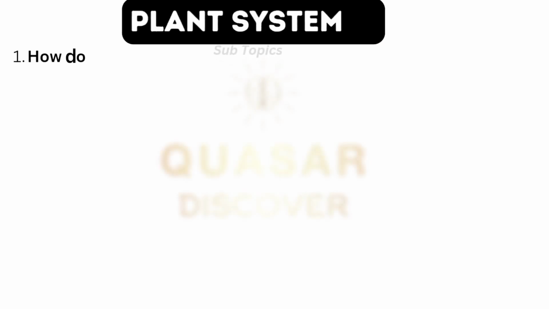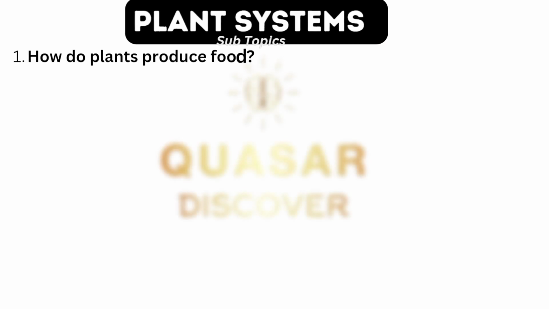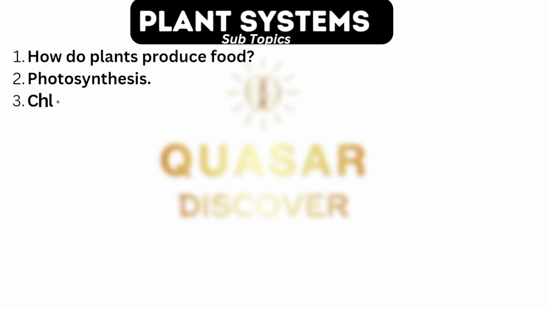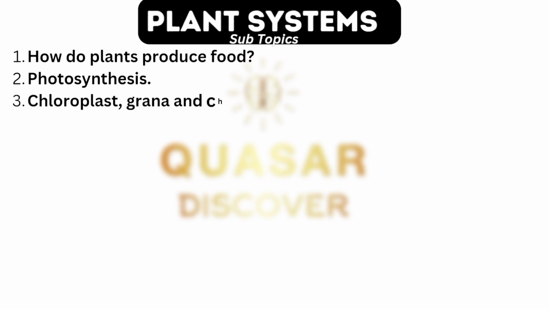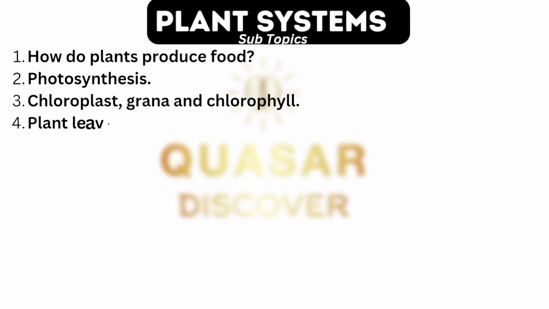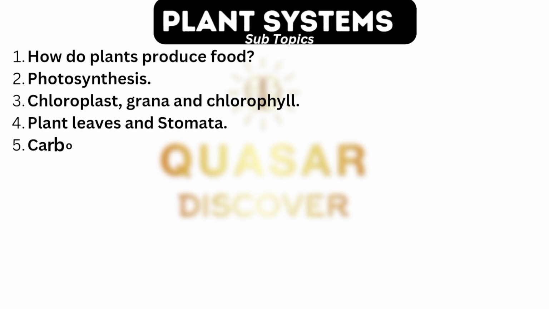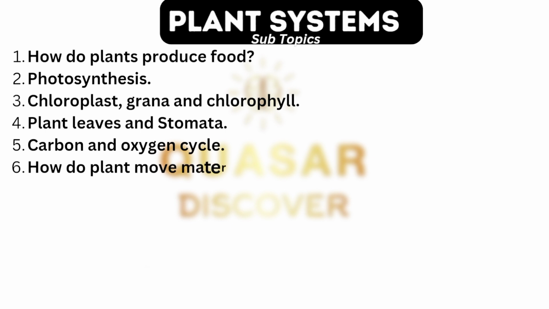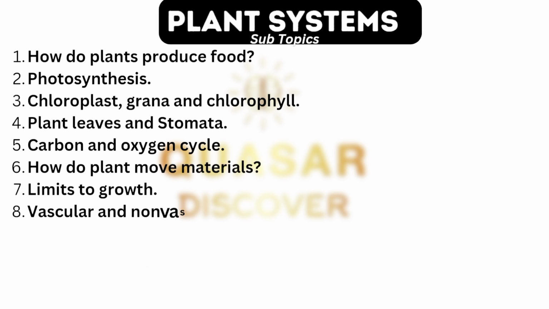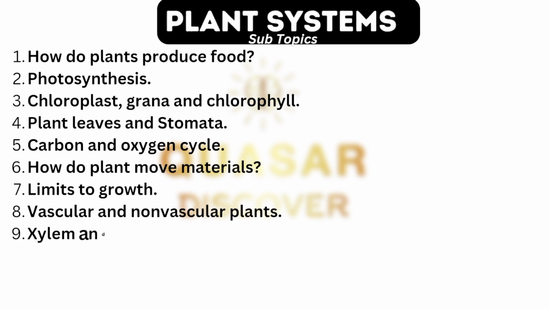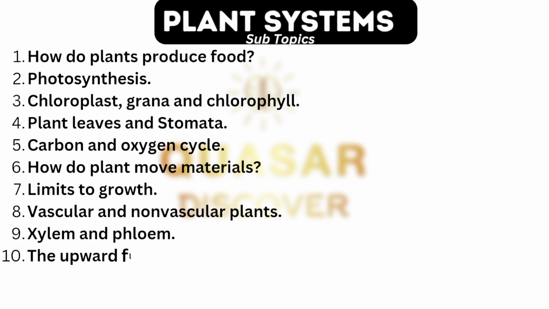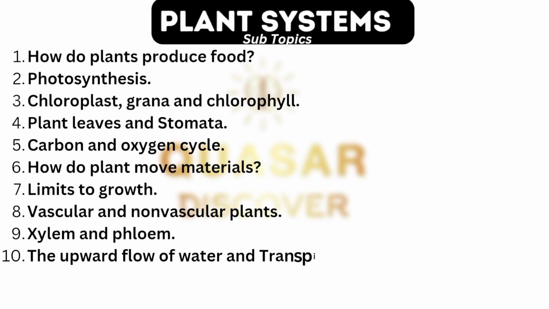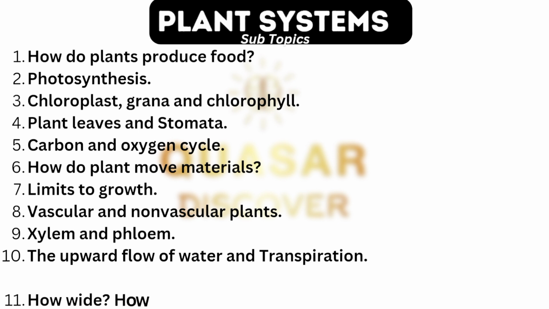First of all, I would like to highlight the topics under plant systems. How do plants produce food? Photosynthesis, chloroplast, grana, chlorophyll, plant leaves, stomata, carbon and oxygen cycle. How do plants move materials? Limit to grow, vascular and non-vascular plants, xylem and phloem, the upward flow of water, transpiration, how wide, how tall.